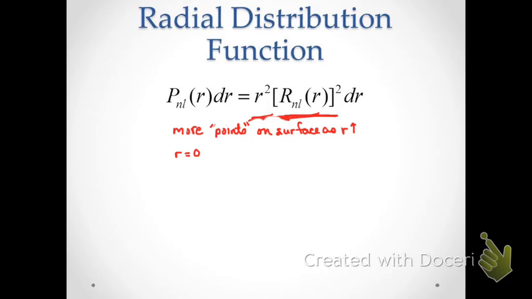And of course we'll note if r is equal to 0, then the radial distribution function is going to be equal to 0. So when we consider that radial component and the radial distribution function, we'll find that we actually have 0 probability of finding the electron at a distance 0 from the nucleus.